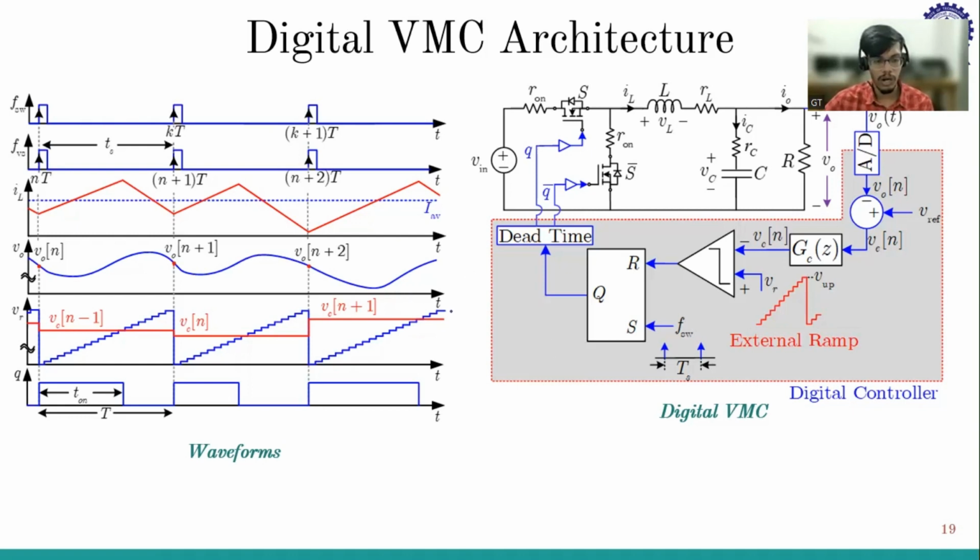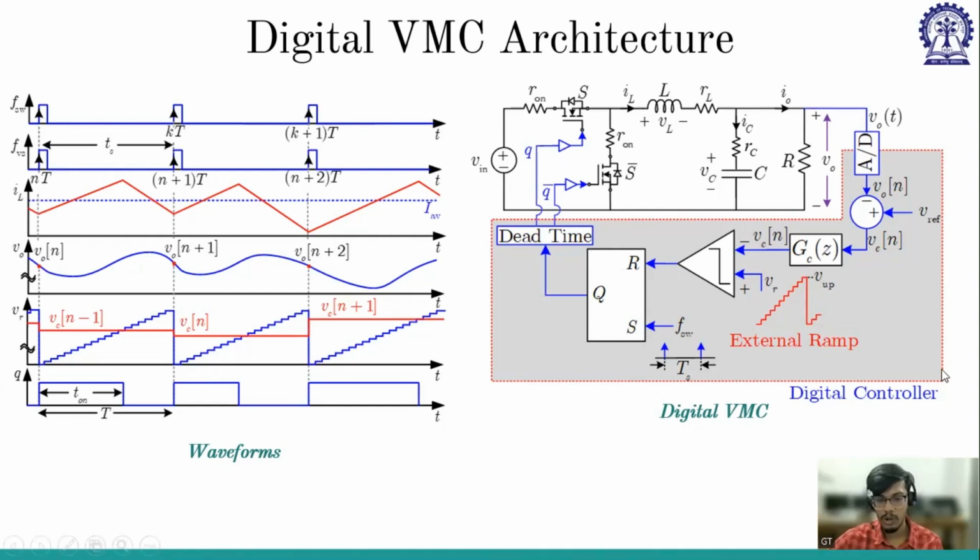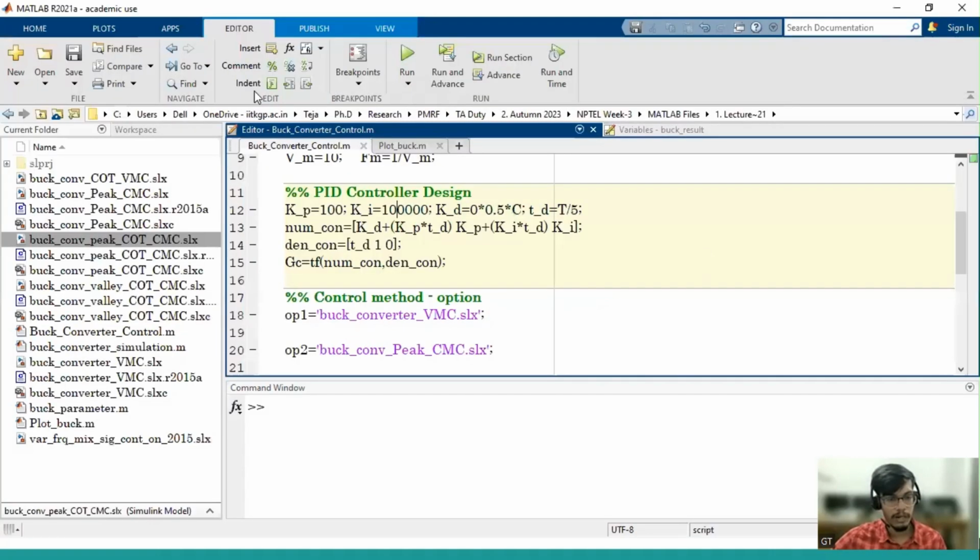Digital voltage mode control architecture we have discussed last week as well. So what I will be discussing now is just a MATLAB implementation. In digital voltage mode control, the only change is here we have an analog to digital converter, and the GC of Z is the digital controller, and it is being compared with the ramp, which is a counter. And then the comparator is digital, and the flip-flop is also digital, and we will be trying to implement this in digital. So let me move back to MATLAB.